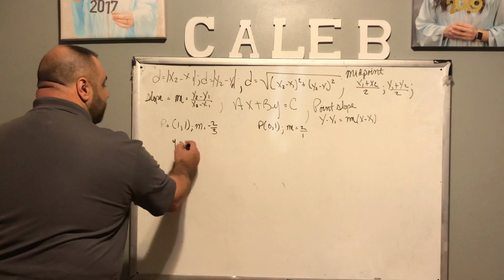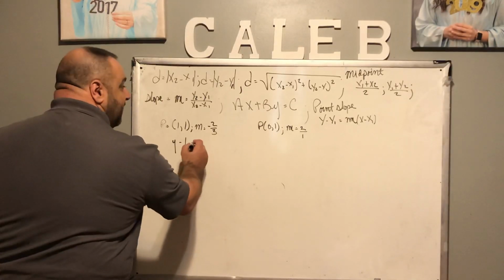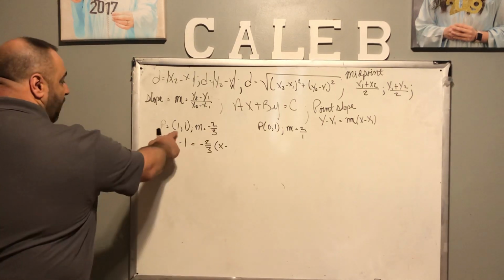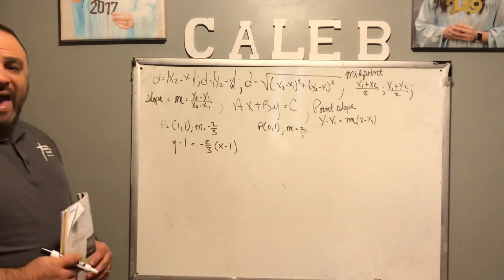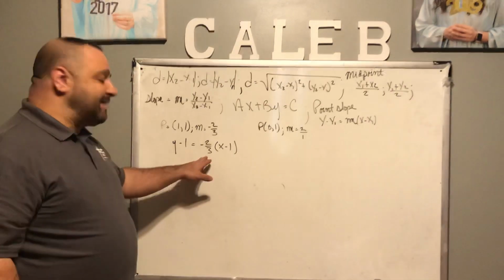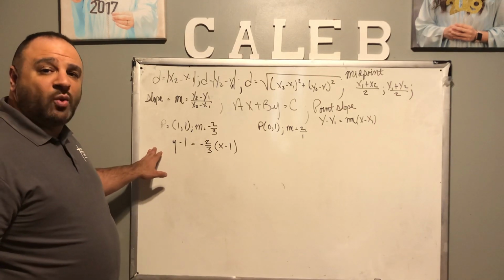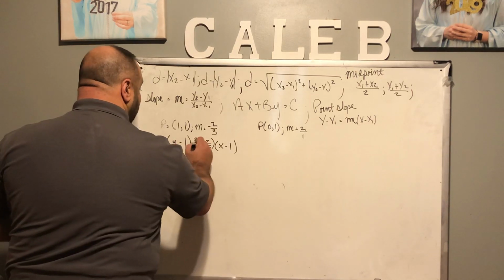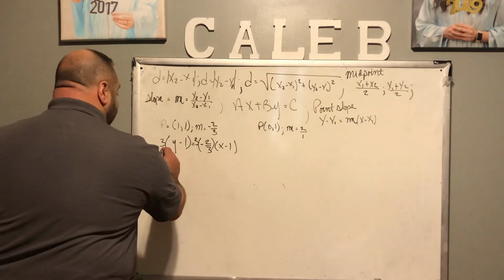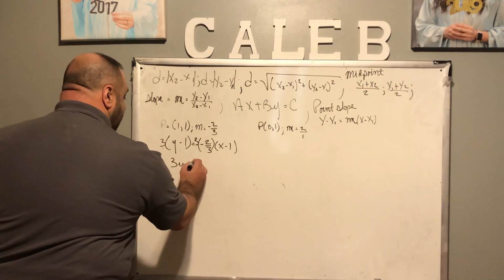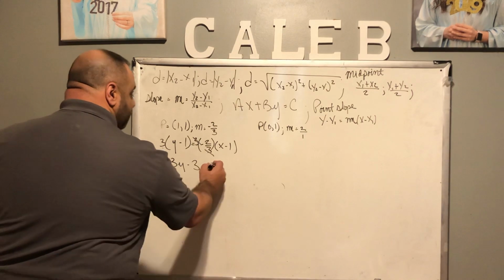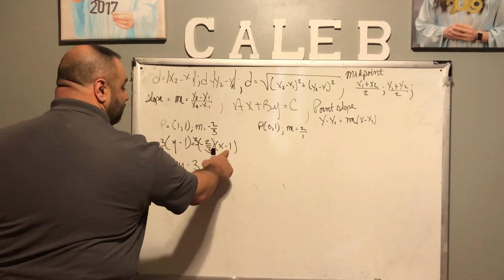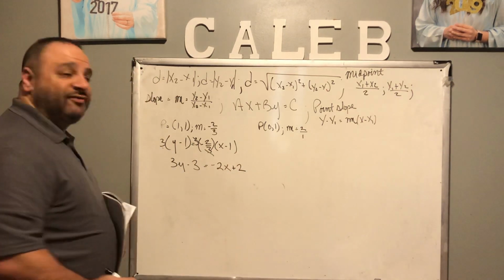So y minus y1, so what's a positive 1 there, we'll just put it in there, all right, equals negative 2/3 times x minus x1, which is simply 1. Now that we have this, first thing you want to do is always eliminate the fraction first. So I'm going to multiply both sides of the equation by my common denominator, which is 3. Okay, so here we have the distributive property, 3 times y is 3y minus 3 equals, they cancel out here, so negative 2, and I'm going to just multiply negative 2 times x, which is negative 2x. Negative 2 times negative 1 is positive 2.